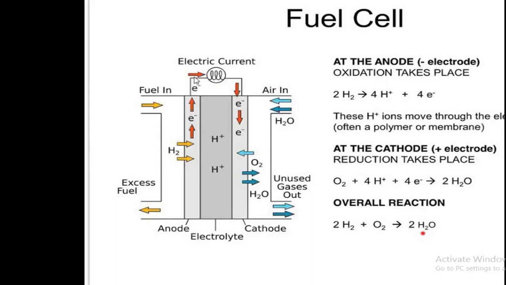Here a bulb is connected, so this bulb will start glowing as the electron will flow through the wire, because these electrons are traveling through this wire and coming to the electrode, the cathode. So these protons entering in this compartment are now ready to take electrons. So these hydrogen ions will go to the cathode to take the electron, and in the meantime, from here, as you can see, oxygen is coming.